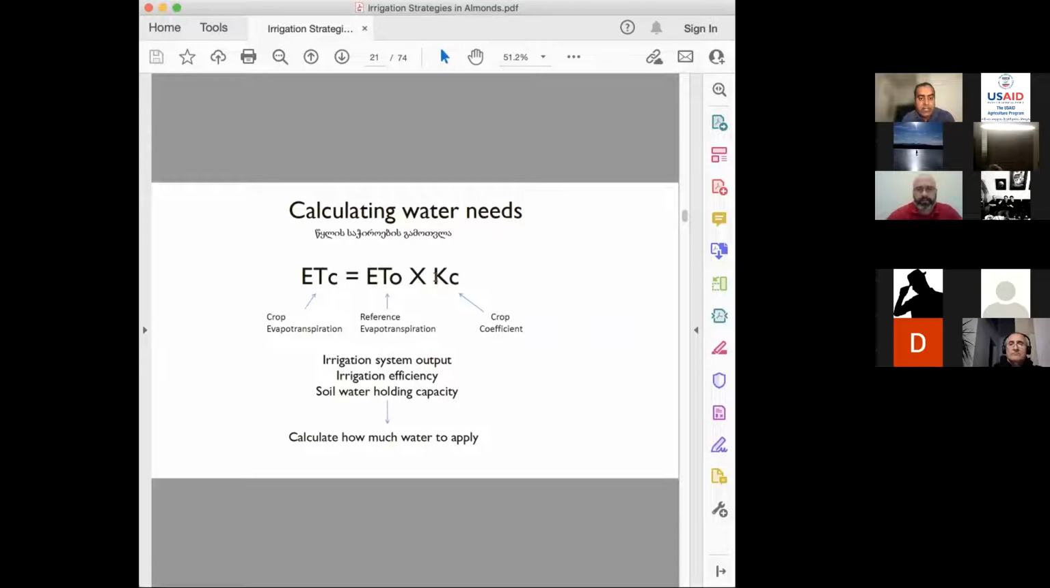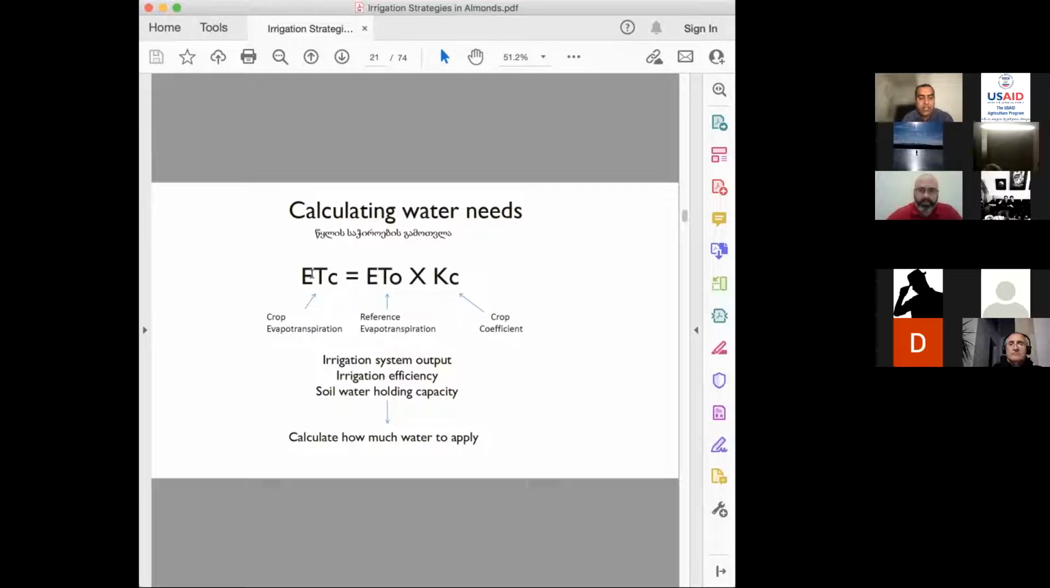The crop coefficient is particular to a particular crop. So almonds will have one chart for crop coefficient throughout the year. You multiply that crop coefficient with the reference evapotranspiration and get the evapotranspiration for your crop. That is the basic evapotranspiration calculation without factoring in anything like system uniformity or efficiency.